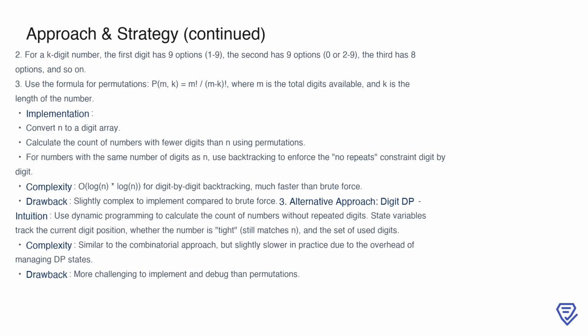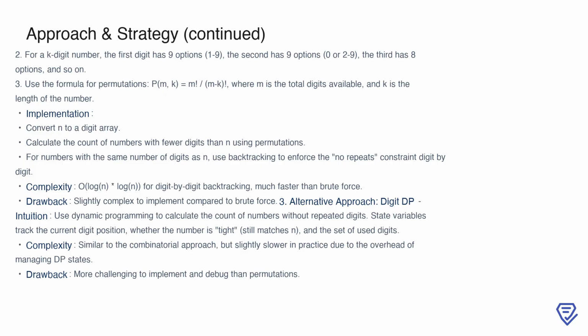To implement this approach, we start by converting n into a digit array to simplify the breakdown of its structure. Then, we calculate the count of numbers with fewer digits than n using permutations. For numbers that have the same number of digits as n, we use a backtracking approach to ensure no digit repeats while constructing numbers digit by digit.